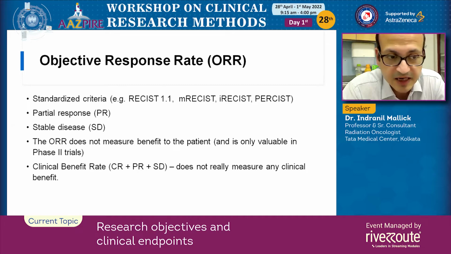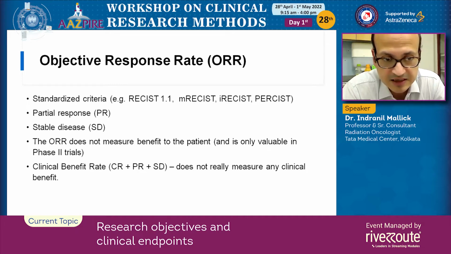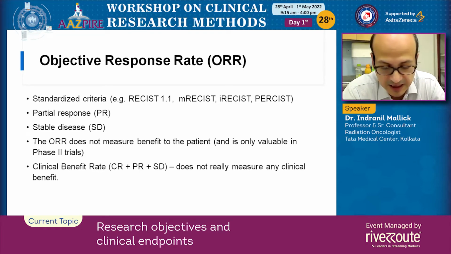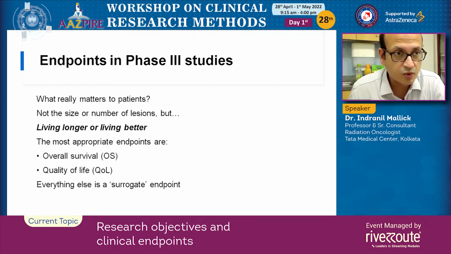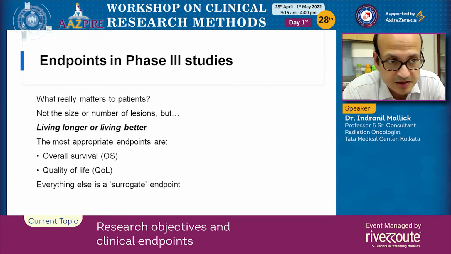Sometimes people use a clinical benefit rate, which is a sum of all the CRs, PRs, and stable disease. Again, you have to understand that some of this is not measuring any clinical benefit. So there are disadvantages in trying to use phase 2 trial endpoints in saying whether a drug is really useful, clinically useful to patients. Ideally, we should wait for more substantive outcomes from phase 3 clinical trials. So what are the endpoints in phase 3 studies? These are what really matters to patients, not the size or the number of lesions, but whether the patients are living longer or living better.